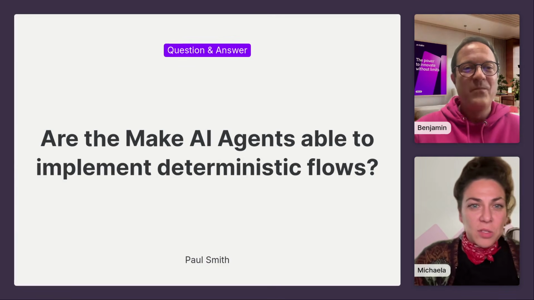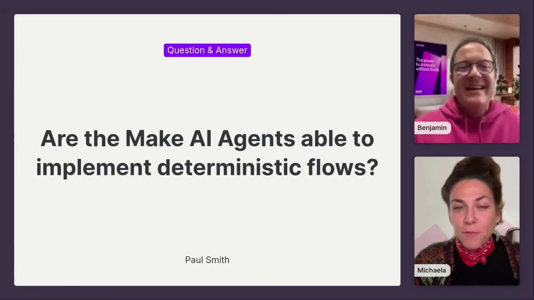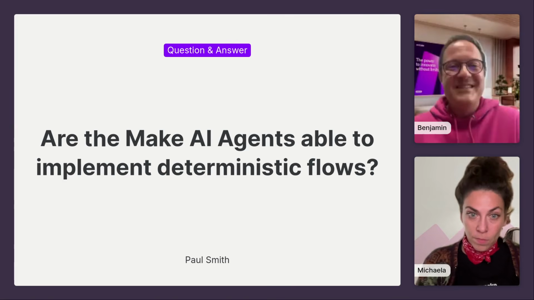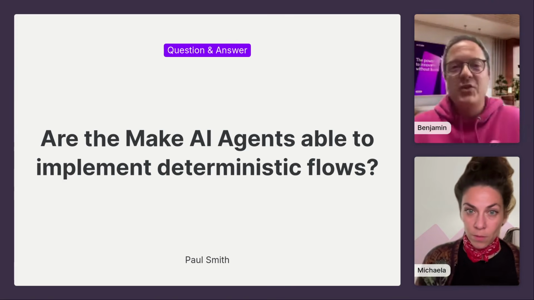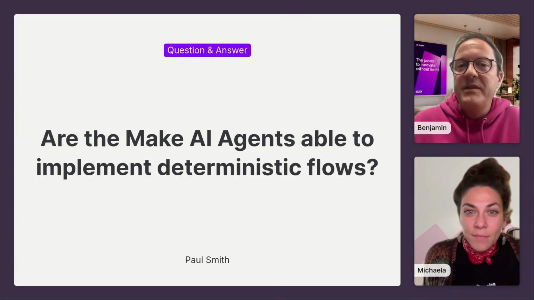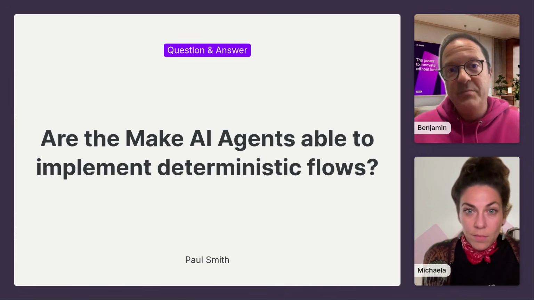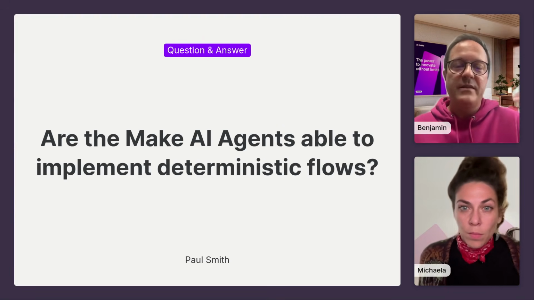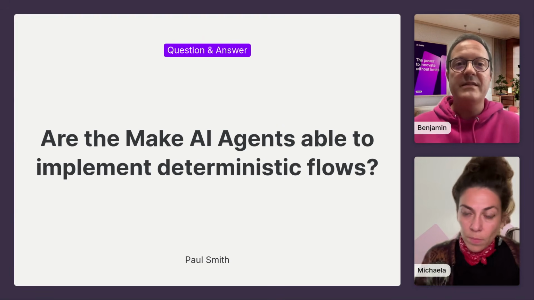Are the Make AI agents able to implement deterministic flows? That's an interesting point, because it's more or less what I showed. So the answer is yes and no. You saw that it did some deterministic steps when I added the MCP services. So it knew it had to call this workspace, get projects, and then create task.